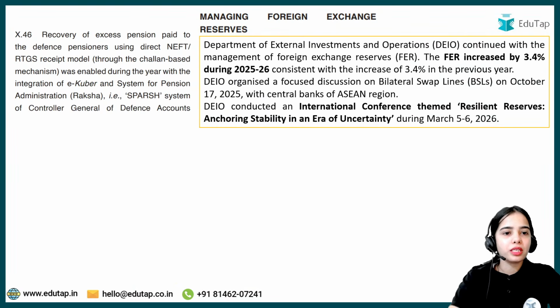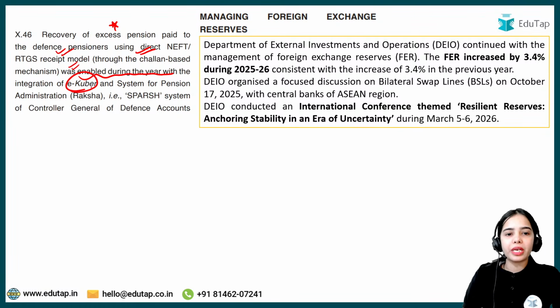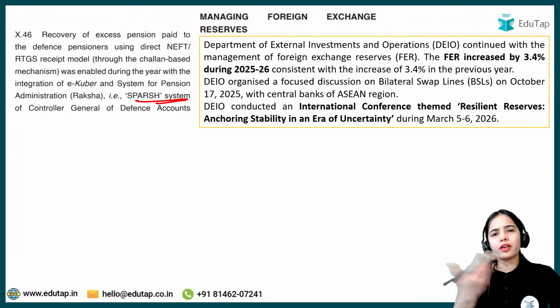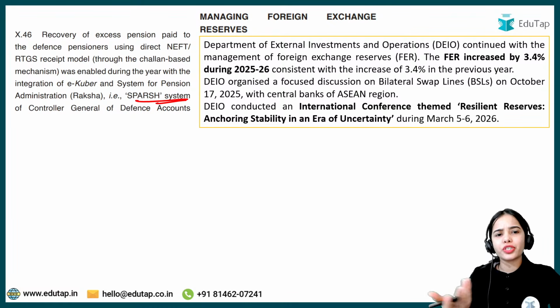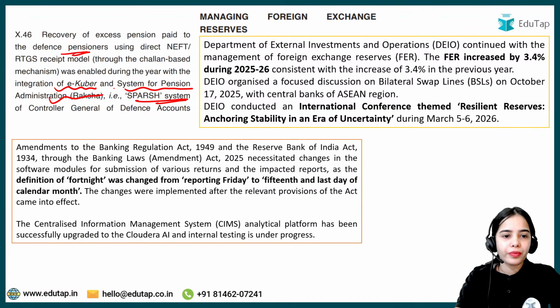Now, coming to the last part, recovery of excess pension paid to defense pensioners using the direct NEFT RTGS receipt model was enabled during the year with the integration of e-Kuber and the system for pension administration, Raksha, that is the pension system. So basically, the recovery of excess pension paid to defense pensioners can happen using the direct NEFT RTGS receipt model with the integration of e-Kuber and Raksha.